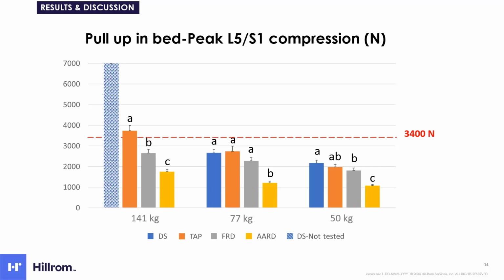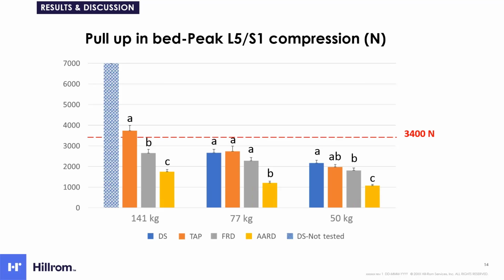In this figure, we can see the different letters. Different letters indicate spine compression forces that are significantly different from each other within each patient weight. For example, if we look at the 77 kg patient in the middle, we see that the AARD is significantly smaller than the other three conditions. There are no significant differences among the other three.